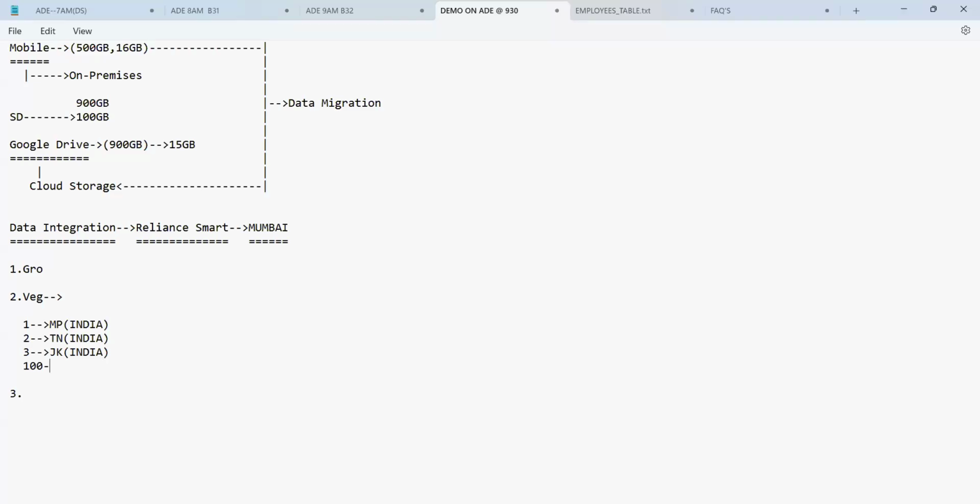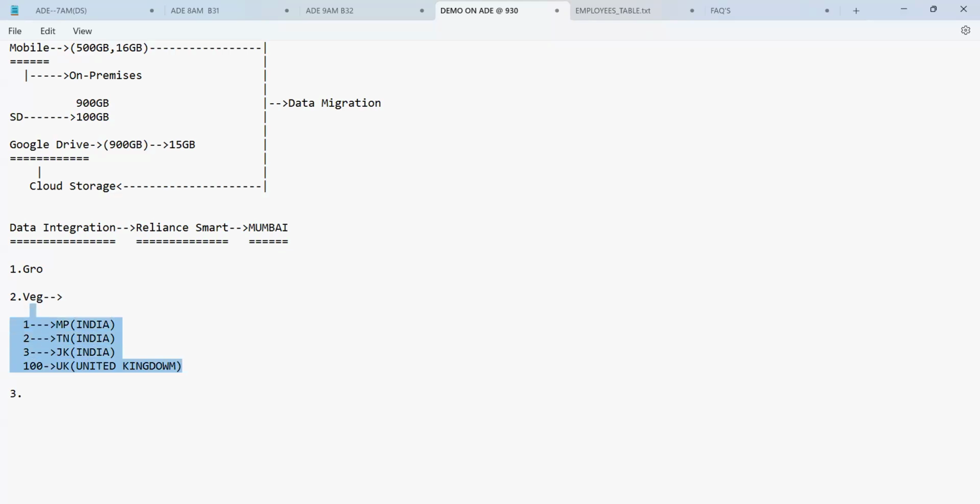Then you have the next one after this. Let's say the vegetable number 100 is cropped in the UK, that is United Kingdom. Okay, I can say UK, United Kingdom.